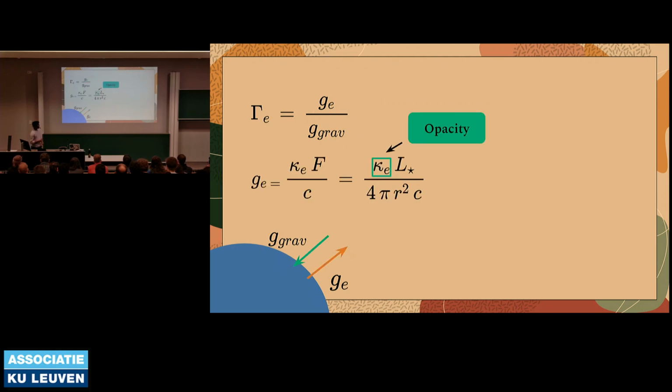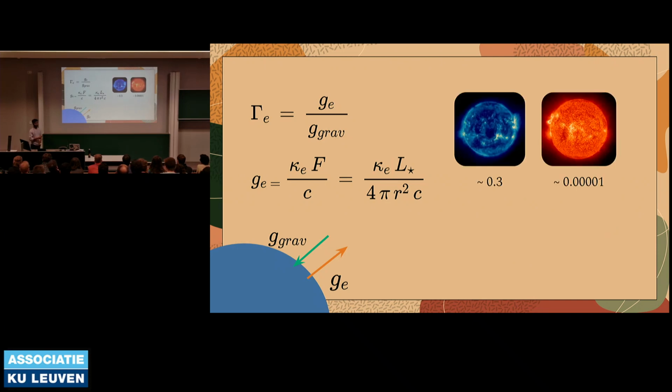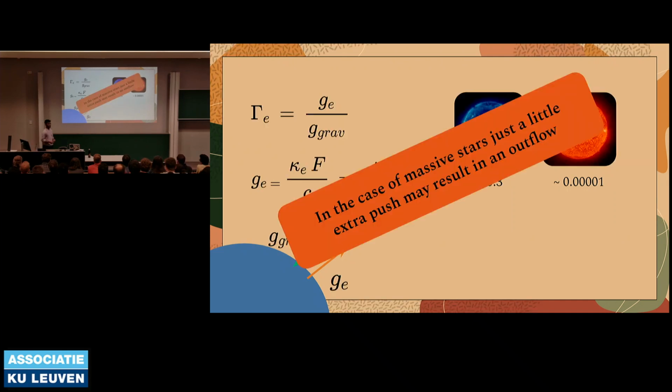And what is this radiation force? Well, I just want to point out that it's proportional to the opacity of the medium. In a more classical sense, as I mentioned, classical Eddington ratio, what it means is that the opacity is only electron scattering. And if you plug in some rough numbers here, you get values for the sun which are of the order of 10 to the power -6, whereas for these massive stars, it can be as high as 0.3. So what do I mean by that? Well, a little push can actually cause an outflow. I'll come back to that later. What is that little push? But for now, let's move on, and let's see a bit about the sun.